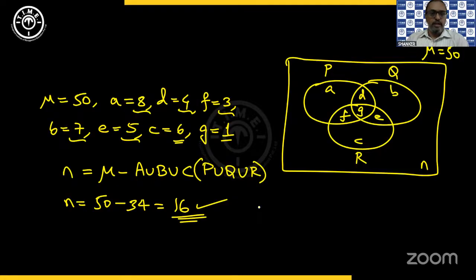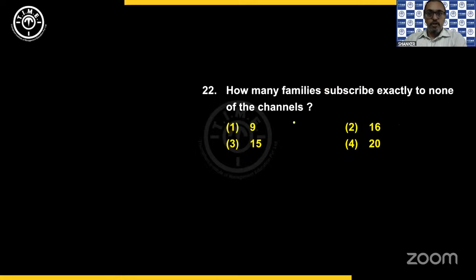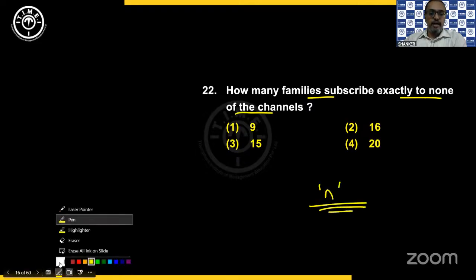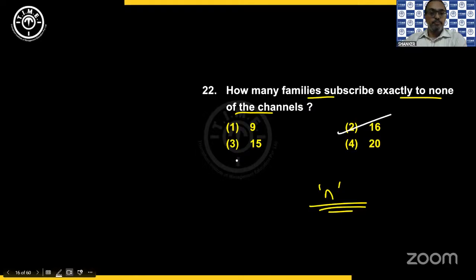That's the only remaining unknown. We found it. Now let's start looking into the questions. Understood? So now the question is, how many families subscribe exactly to none of the channels? He's asking the n value. We know the n value, correct? So the n value we have is 16, second option.